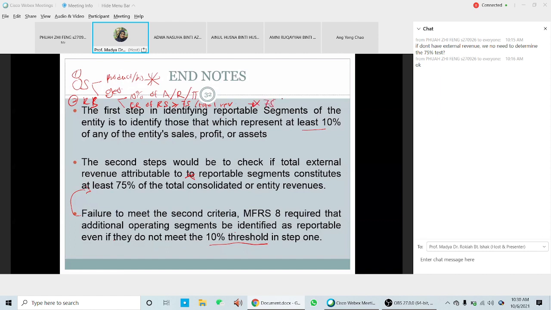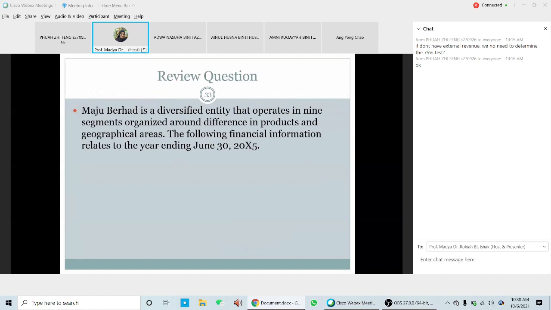Okay, let's look at the last question that you have here. This question is related to Maju Berhad. Maju Berhad is a diversified entity. When you have the words diversified entity here, it means that they are going to have more than one segment. They are diversified and operate in 9 segments. So you have 9 operating segments.